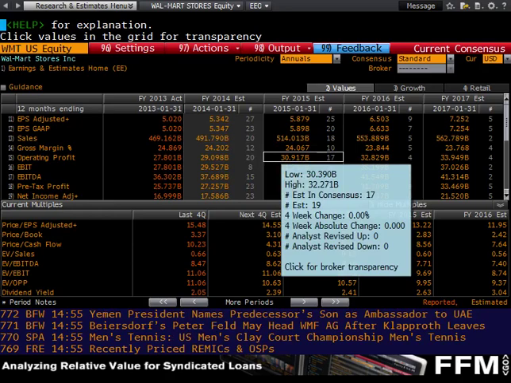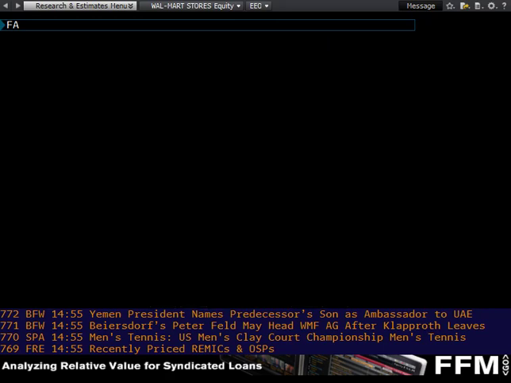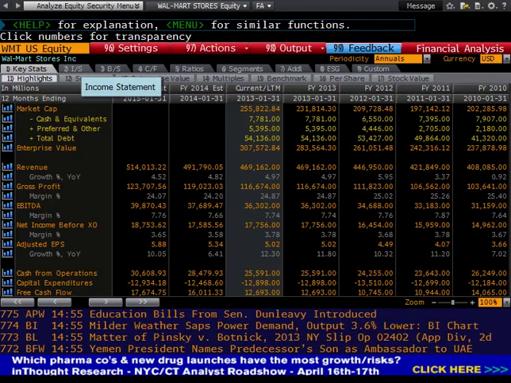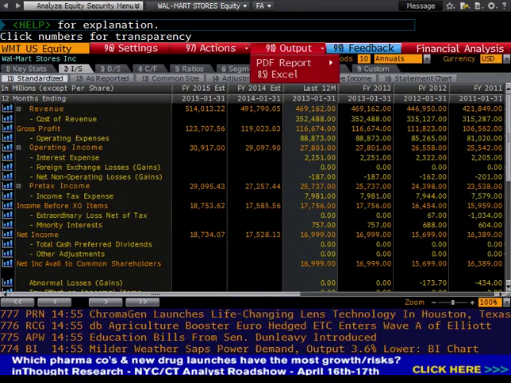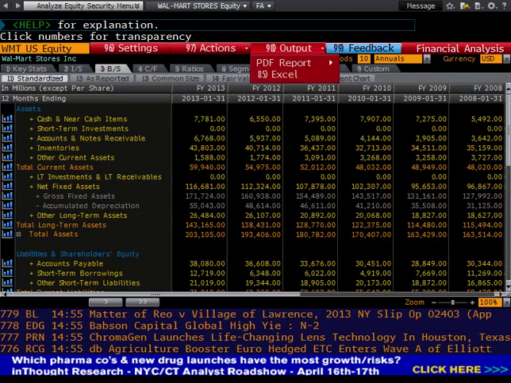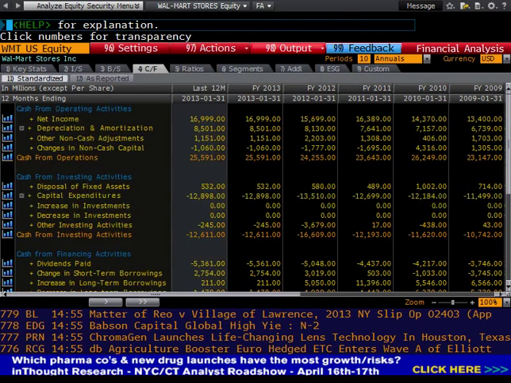You'll then go to the FA screen where you'll get the historical data. You'll go to the income statement. You'll output it to Excel. You'll go to the balance sheet. You'll output it to Excel. And you'll go to the cash flow statement. You'll output the cash flow to Excel.